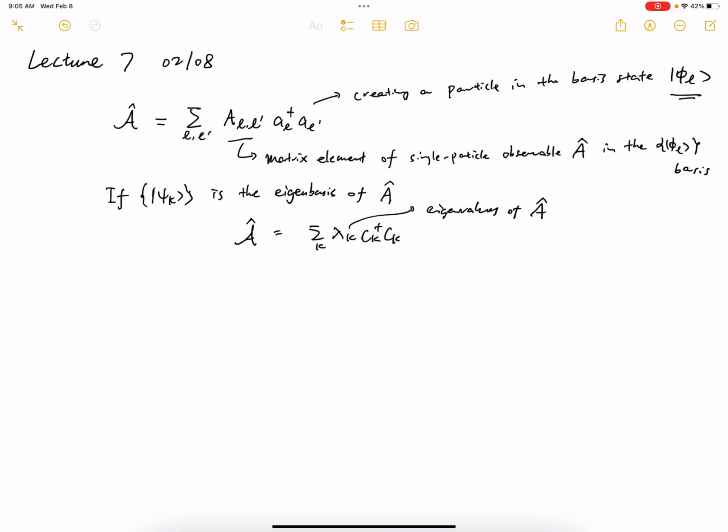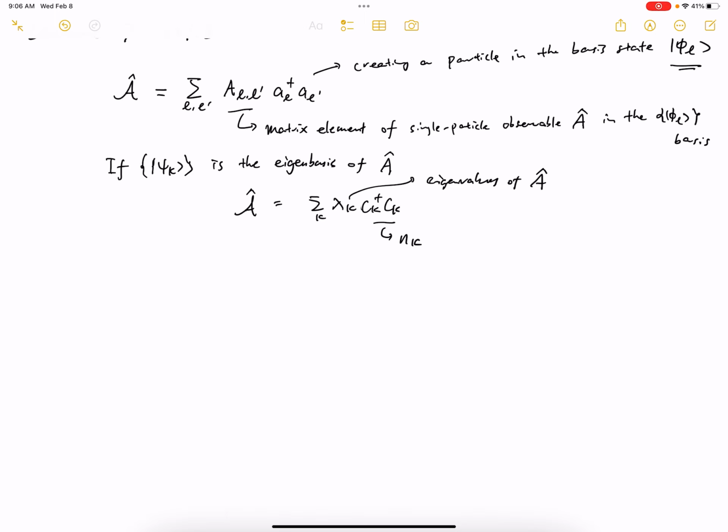An intuitive way to understand this is to treat A as, for example, the Hamiltonian of your system. The eigenvalues of the Hamiltonian are the eigenenergies, and this equation is the sum of the total energy, because c_k dagger c_k is the same as n_k, which counts the number of particles in the energy eigenstate k, and the energy is given by lambda k. So when you sum n_k times lambda k, that gives you the total energy of the system. Okay, that's a review of what we learned in the last class.